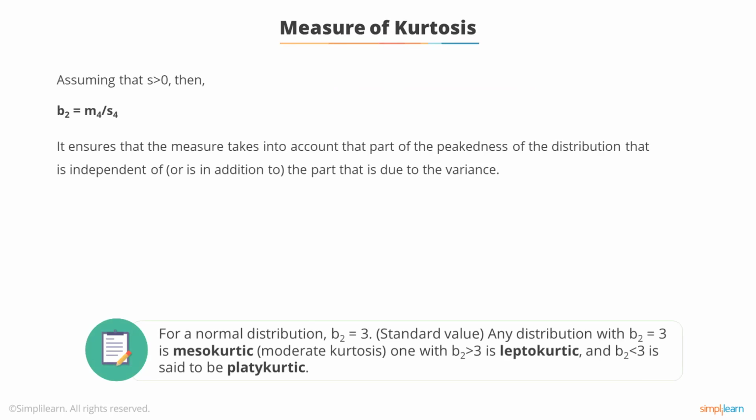Assuming that S is greater than 0, then B equals M divided by S, and this ensures that the measure takes into account only the part of the peakedness of the distribution that's independent of the part that is due to the variance. We say for a normal distribution, B sub 2 is equal to 3. This is the standard value. So any distribution with B equal to 3 is mesokurtic, which means moderate kurtosis. Anything with B greater than 3 is known as leptokurtic or leptokurtosis, and anything with B under 3 is said to be platykurtic or platykurtosis.